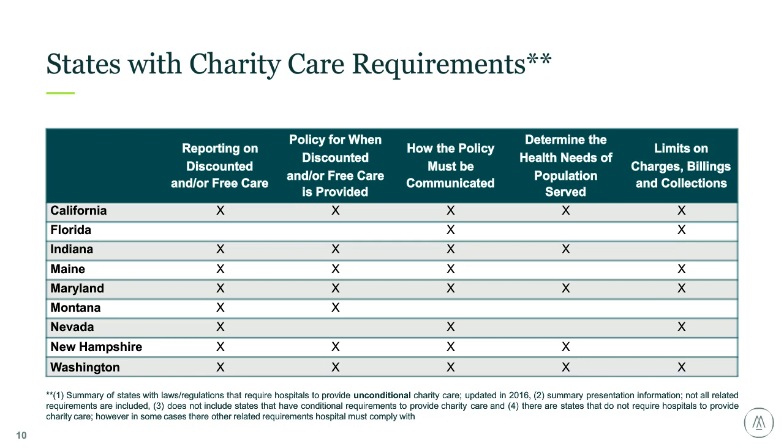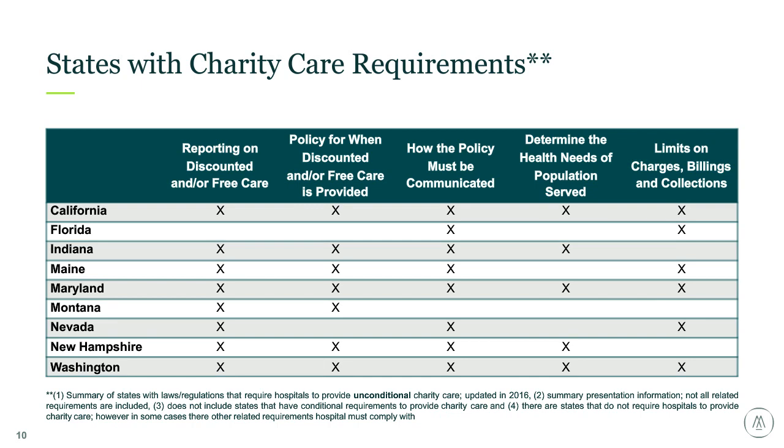A few additional notes: this does not include all charity care requirements for the states listed, and it also does not include states that have conditional requirements to provide charity care. An example of a conditional requirement is when a requirement is related to a certificate of need, or perhaps a hospital's state tax exemption is conditioned upon them providing discounted or free care. If we include conditional charity care requirements, there would be 16 additional states that are included in the list here.